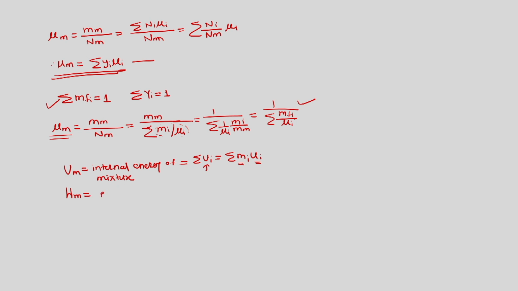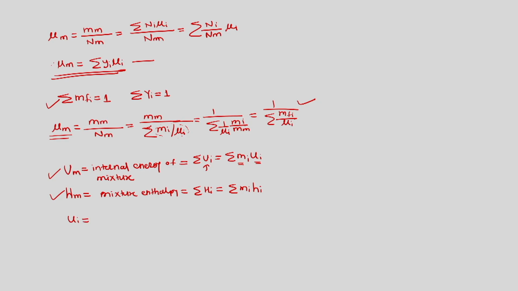Similarly, the mixture's enthalpy is equal to sigma Hi, which is equal to sigma Mi small hi. Now we do not need the extensive internal energy or extensive enthalpy, we need intensive properties, and in that case we should write it as Mfi into ui.